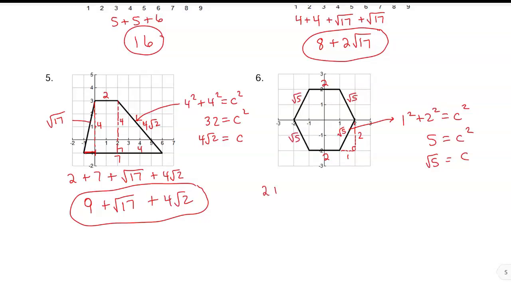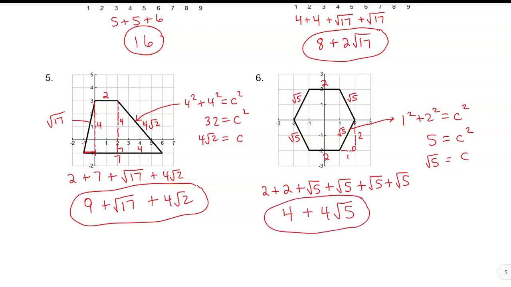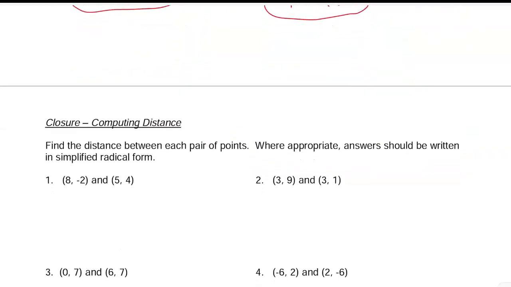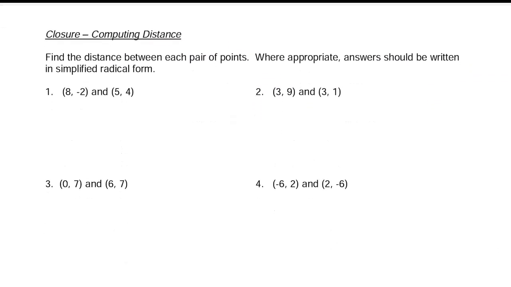I have 2 plus 2 plus root 5 plus root 5 plus root 5 plus root 5. So that's 4 plus 4 root 5. The next page has our closure on it. So I would like you to pause the video and do these 4 problems, then turn the video back on and check your answers.